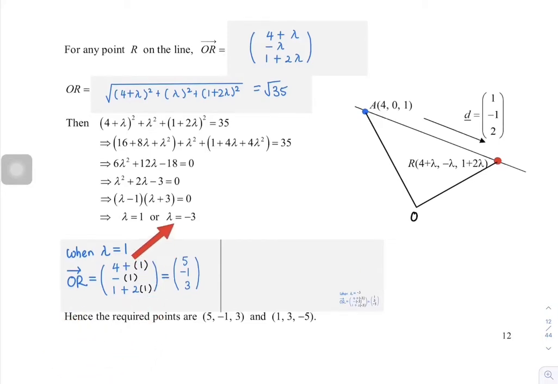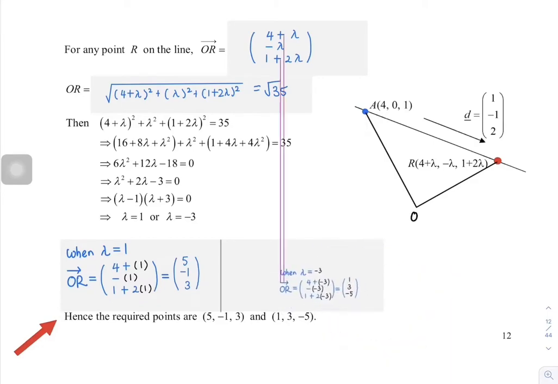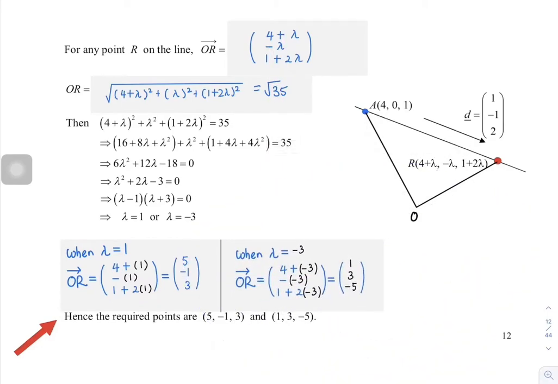When lambda is equal to negative 3, the position vector of the point R is given as this, 1, 3, negative 5, and therefore the coordinates of the next point, which is square root 35 units away from the origin, are 1, 3, negative 5.